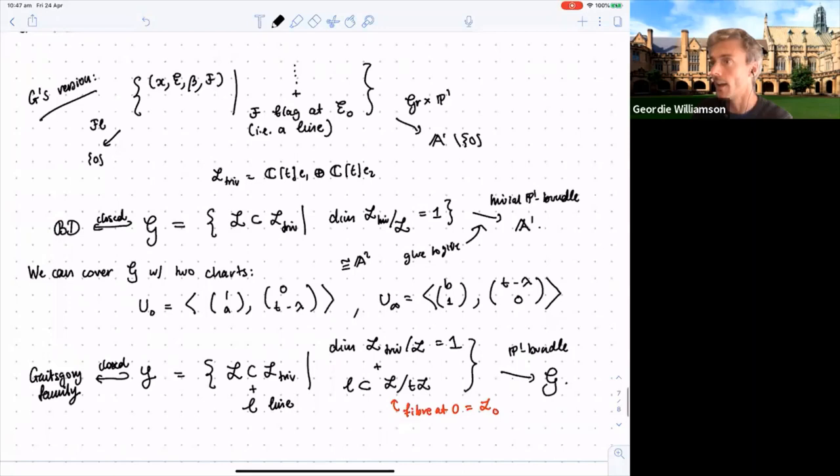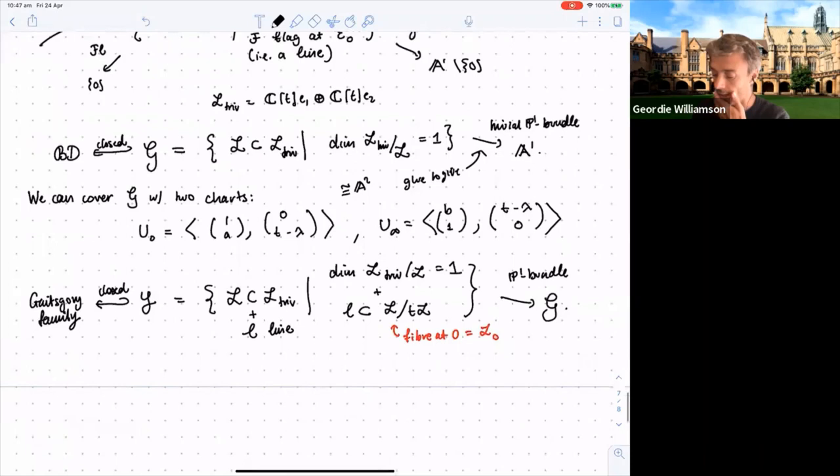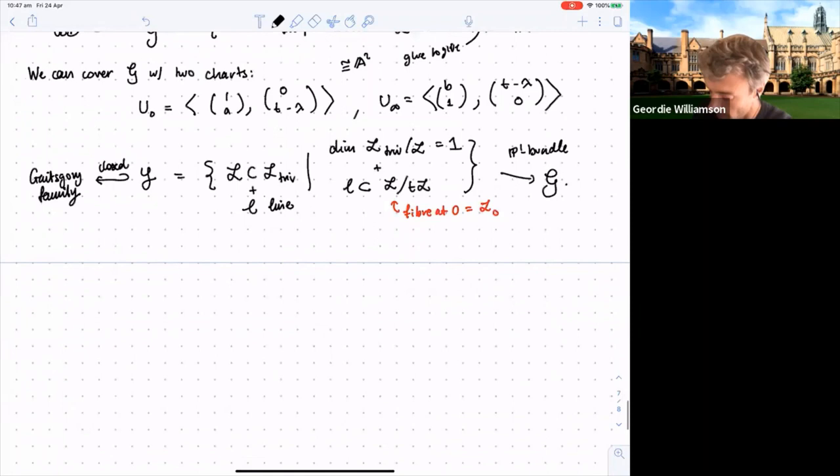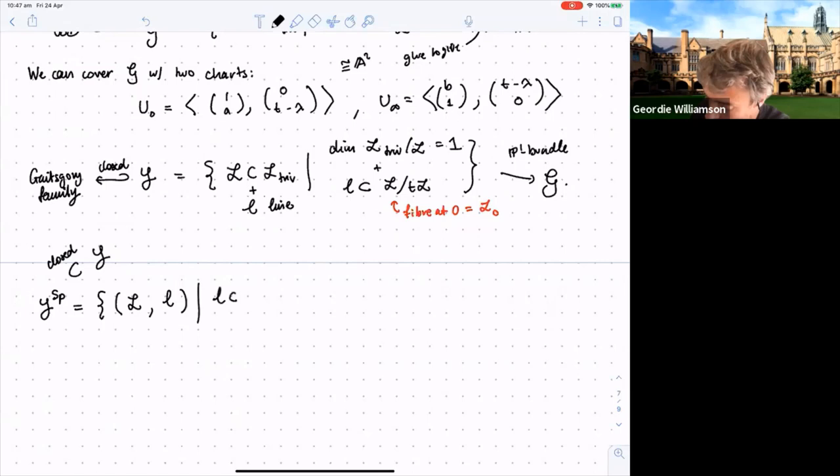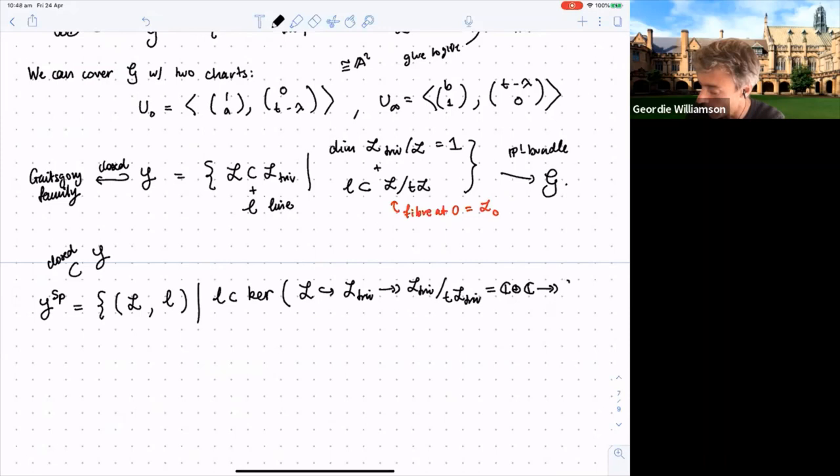Okay, so now I want to consider the following closed subvariety. So this will be closed inside Y. So this should be pairs L, little L, such that little L is contained in the kernel of the following map. So L is included into L0. This surjects onto L0 mod L triv. This surjects onto L triv mod T L triv, and so this is C plus C, and this surjects onto C plus C without C plus zero.